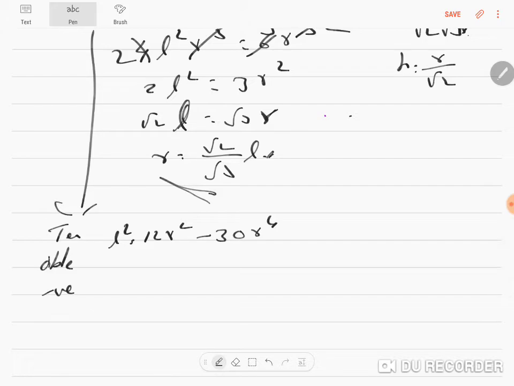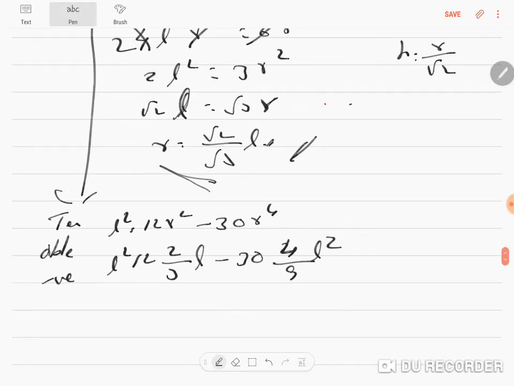You already know L square, so you can write everything in terms of r, or everything in terms of L. 12 r square times L square, with r equal to 2 by 3 L, minus 30 into r to the power 4, which is 2 to the 4 by 3 to the 4, that is 9 L square, L to the power 4. I am just substituting for r and doing it.